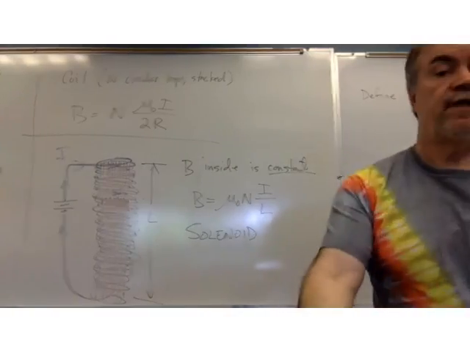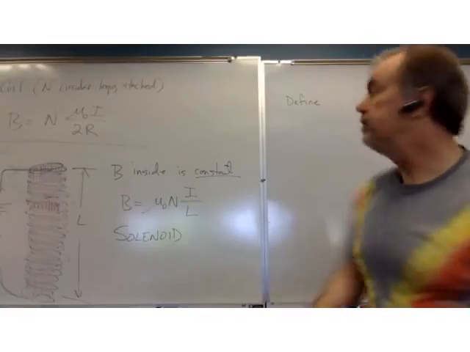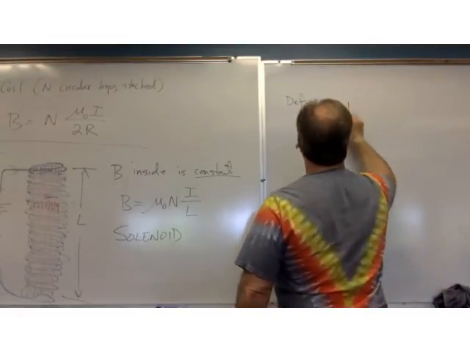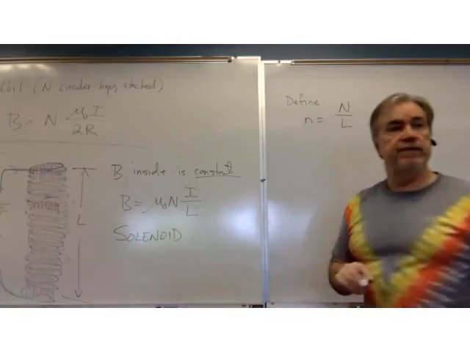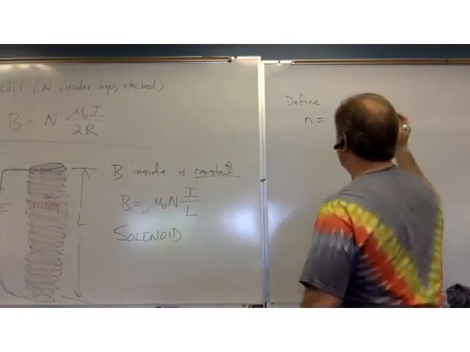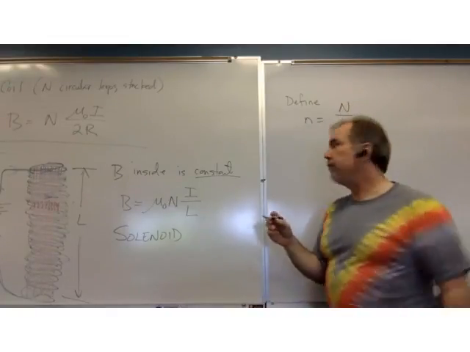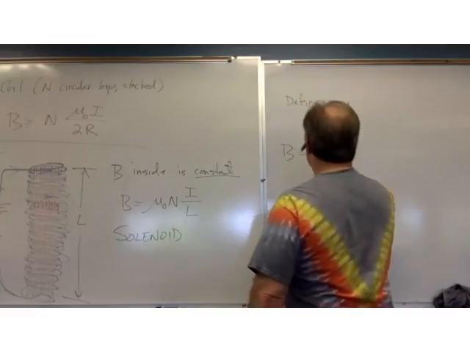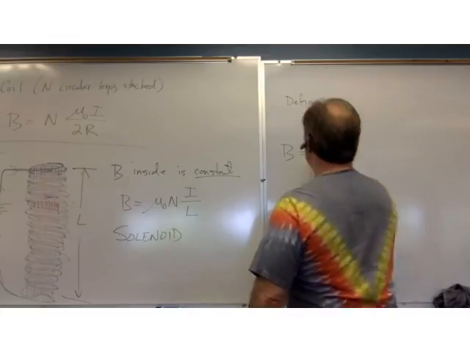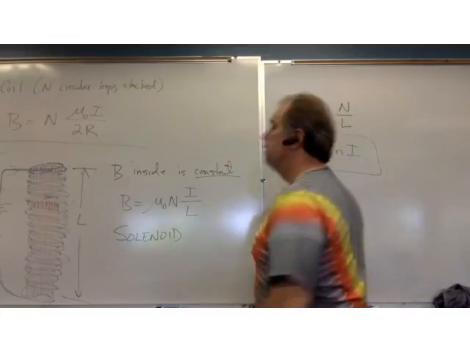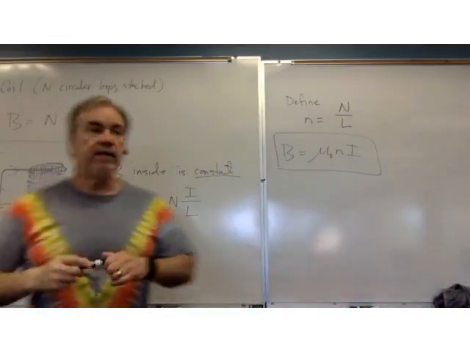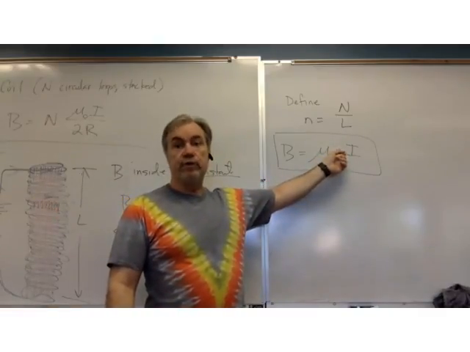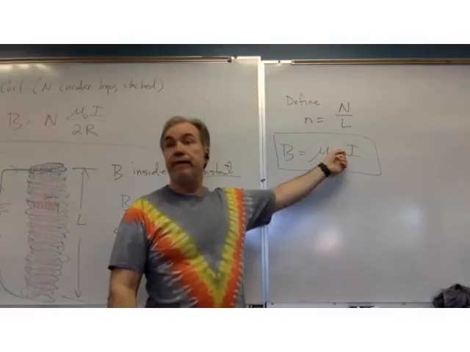L is the length of the solenoid. But if I decide to define little n as simply the number of turns divided by the length of the solenoid, this is called the number of turns per unit length. Then you can calculate B as just mu naught times n times I. And that's typically what is done. Basically, this is the turn density, or the number of turns per unit length, number of turns per meter.